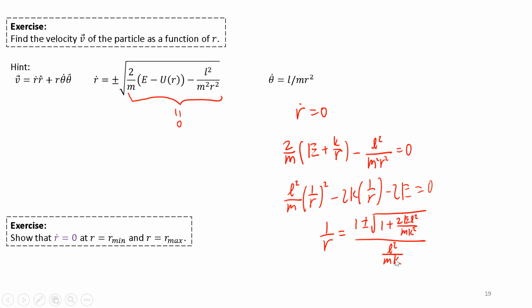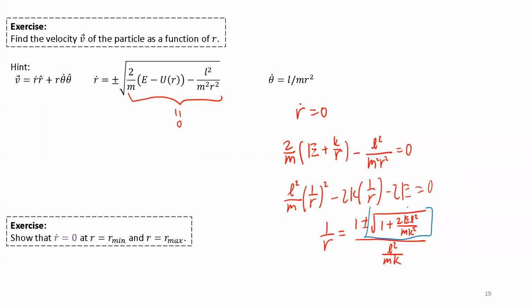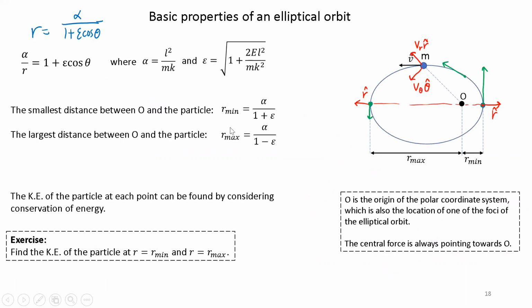I hope this one and this one look familiar to you, because this term over here is exactly the eccentricity epsilon, and this one is the alpha. So when r equals alpha divided by 1 plus or minus epsilon, then I have this r dot equals 0. That's exactly our r min and r max.